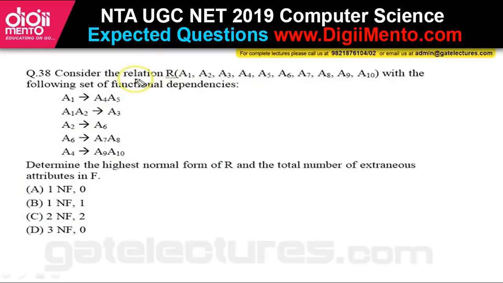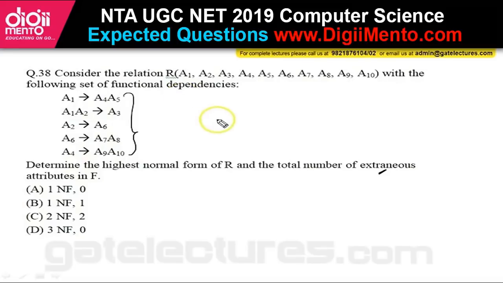So we have our next question. In this they are saying consider the relation R, and they have given us 10 attributes with the following set of functional dependencies. So they have given us a few FDs. They are saying determine the highest normal form of R and the total number of extraneous attributes in F. I'll tell you what extraneous attributes are. First, let's see what is the highest normal form achieved by this relation. So how do we do that?